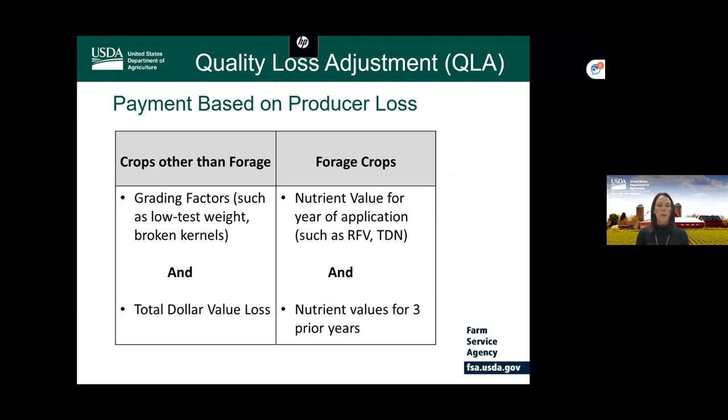Under QLA, payments will be based on the producer's loss for crops other than forage if the producer can provide documentation of the grading factors, such as low test weight and broken kernels, and also a total dollar value loss, which we'll explain as we go through the rest of this presentation. Payments will be based on the producer's loss for forage crops if the nutrient value for the year of application can be provided, and also the nutrient values for three prior years.